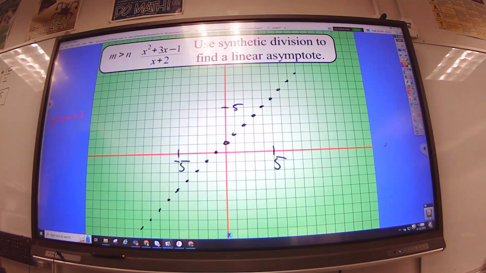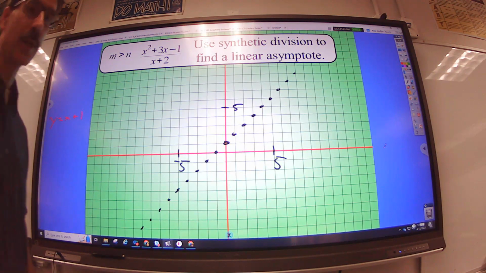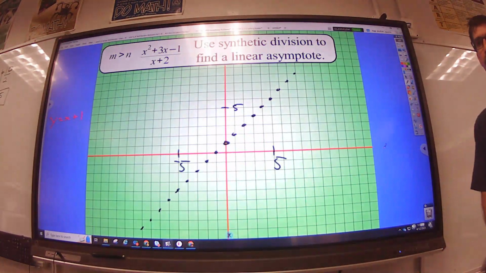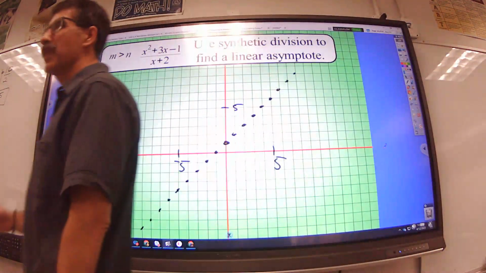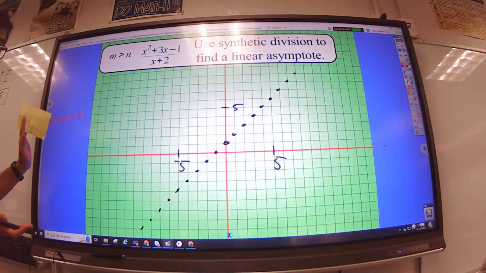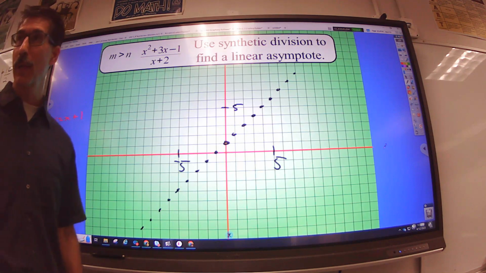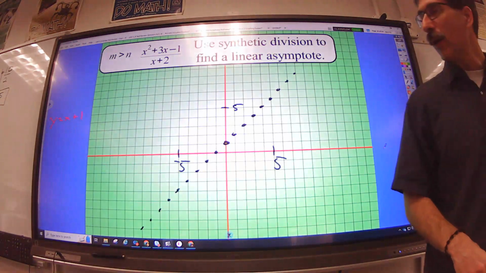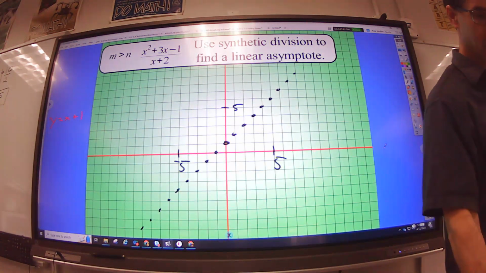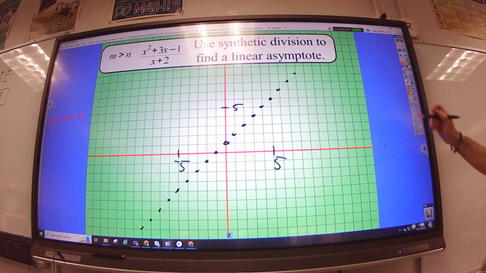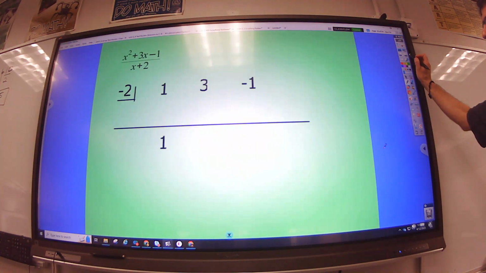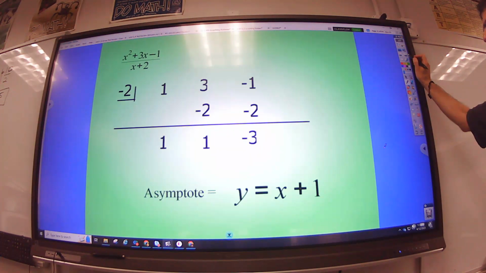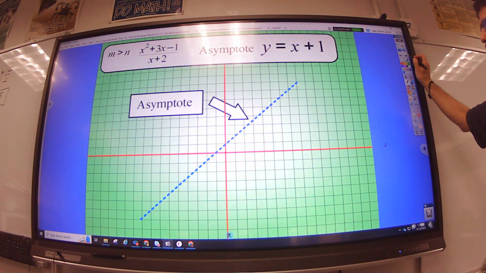That's your slant asymptote. That's the most difficult one, in my opinion, because you have to do synthetic division, and then you have to remember how to graph. I know you all know how to graph a line, but you're probably out of practice. Anyhow, can I move on? So anyway, those are our horizontal asymptotes. Those are the three options. There's the synthetic division, y equals x plus 1.